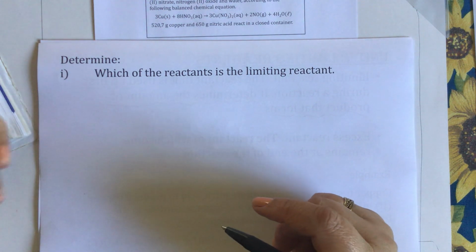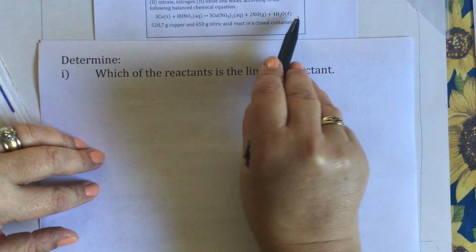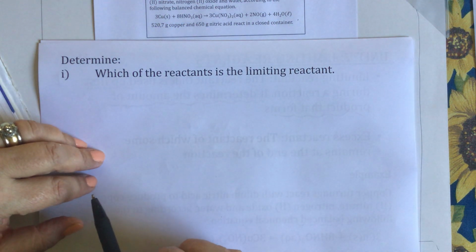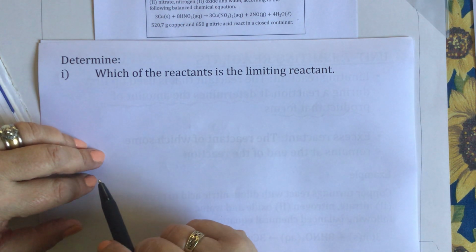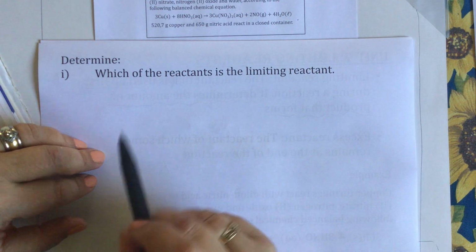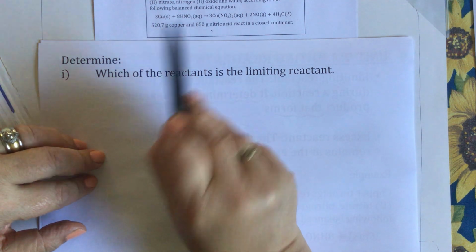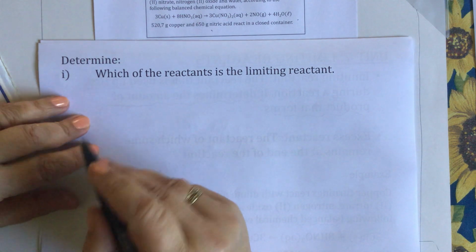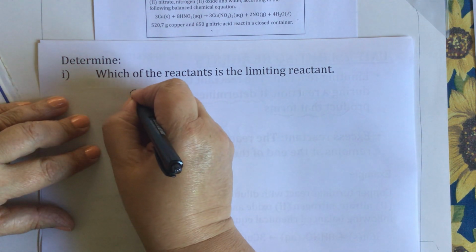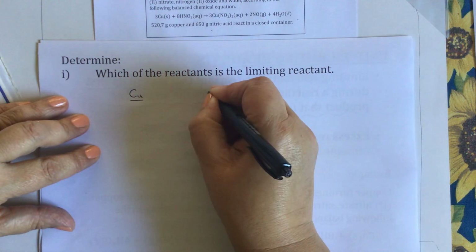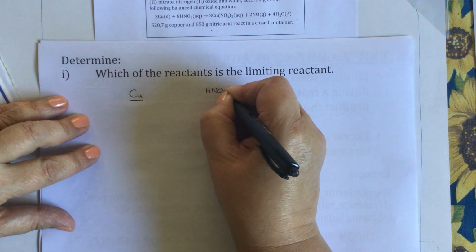So what is step 1? We need a balanced equation, which we do have. We're not going to redo that. Step 2, convert what is given to number of moles. So that and that need to be converted to number of moles. Let's do the copper on the one side and the nitric acid on the other side.